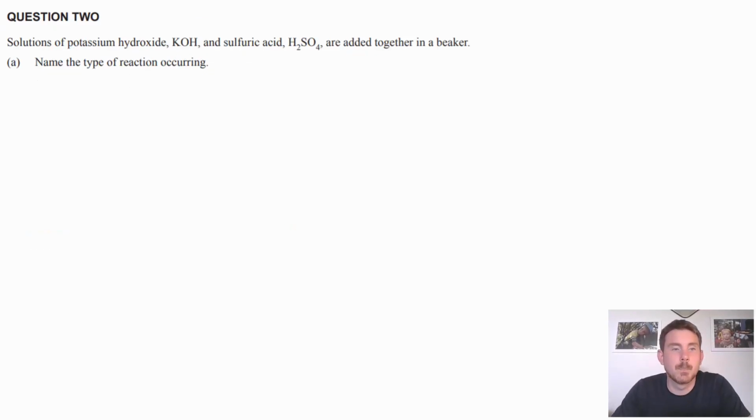Okay, on to question 2. We've got solutions of potassium hydroxide, KOH, and sulfuric acid, and they're being added together in a beaker. Name the type of reaction occurring. So you should identify that potassium hydroxide is an alkali, and sulfuric acid, as the name suggests, is an acid. And so when we've got an acid plus a base or alkali, we get a neutralization reaction occurring. So we're just looking for a one-word answer there, neutralization. That would be an achieved level response.